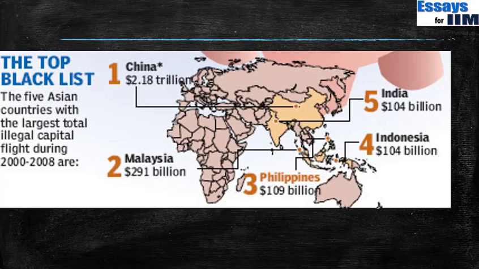This shows the 5 Asian countries with the largest total illegal capital flight during 2000 and 2008. In this you can see that China is at number 1, followed by Malaysia, Philippines, Indonesia and then India.